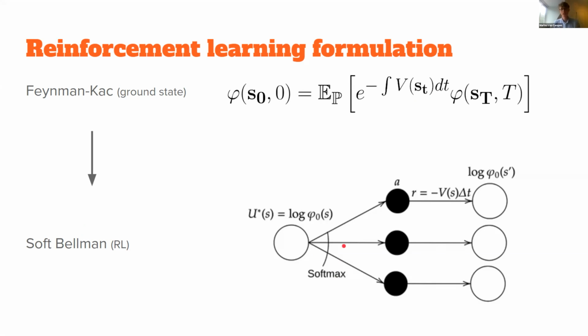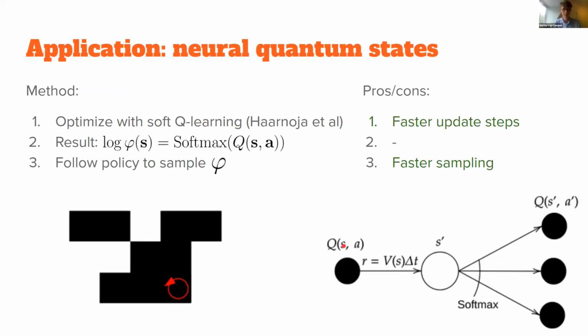Once you have this translation, you can use reinforcement learning methods and algorithms to actually study the quantum system. What we have done is approximate the action value function with soft Q learning, an algorithm by Haarnoja and others. This immediately gives you one advantage over other optimization methods for quantum states: the update steps are much faster. And once you have done that, you can translate back, doing the inverse transformation to get your wave function back. But even better, you can also follow the policy that you learned with your reinforcement learning algorithm to directly sample the state of your ground state.